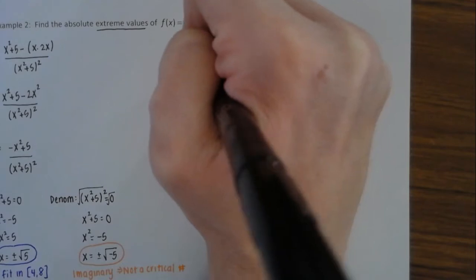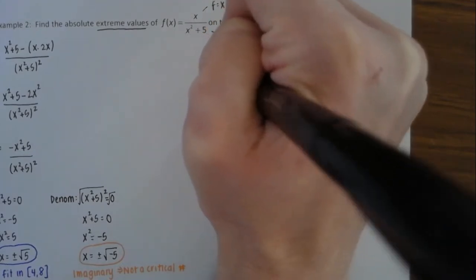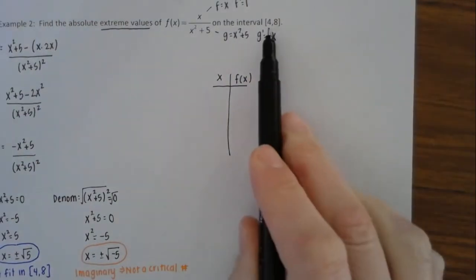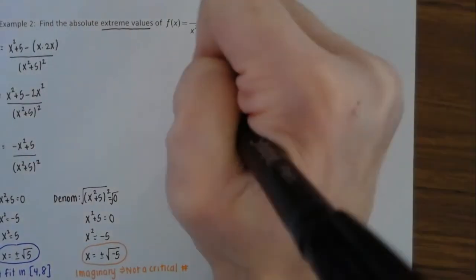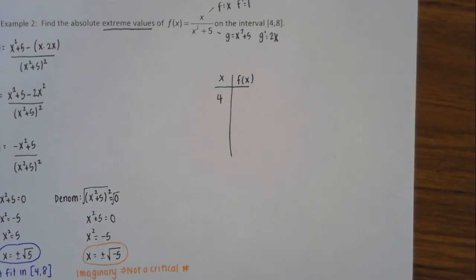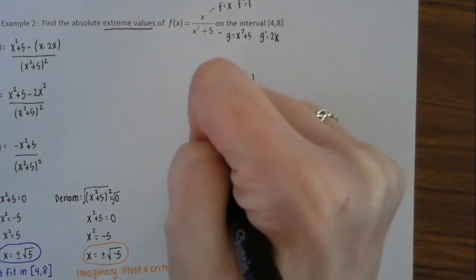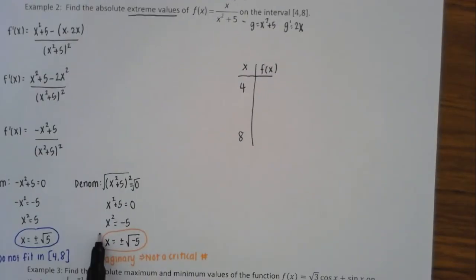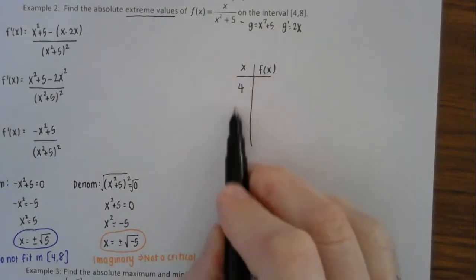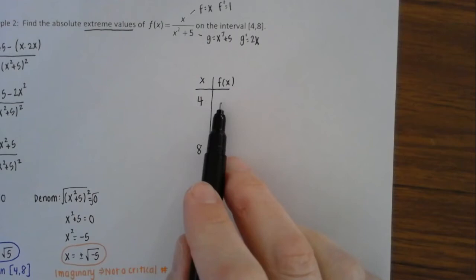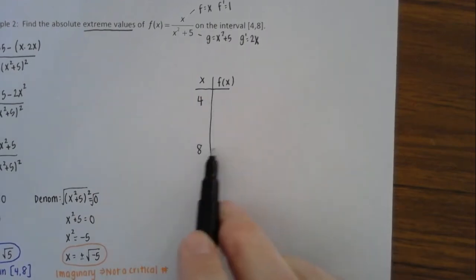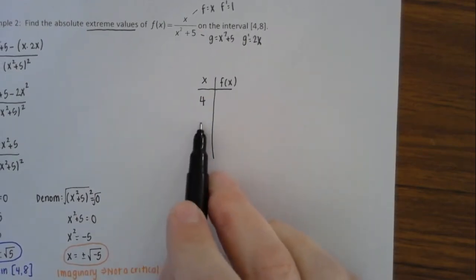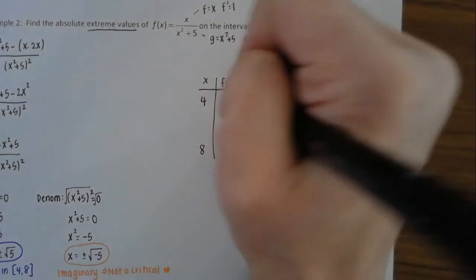When I go to set up my t-chart, I'm still going to do the x and the f of x values, but I'm going to start with my 4. I'm going to end with my 8. But because none of these values fit in the interval, I don't have anything to put in here. So when I do my f of x work, the only ones I have to worry about are these two, because I don't have critical numbers that fit in that interval.